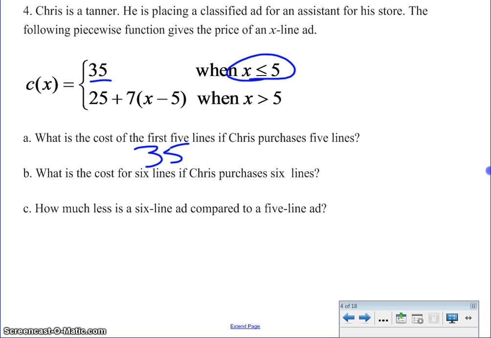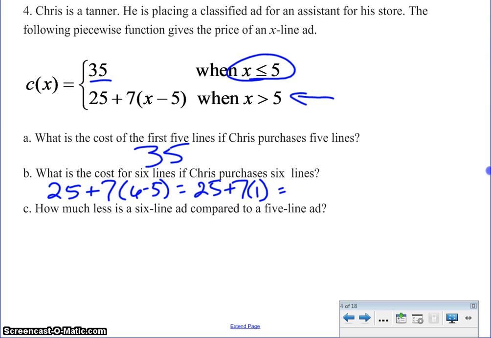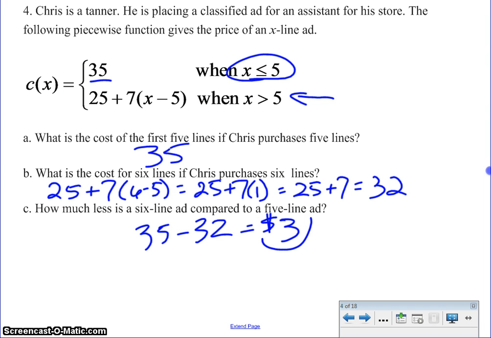The second question, what is the cost for 6 lines if Chris purchases 6 lines? Well, 6 is greater than 5, so I now know I need to use the second equation. So it's 25 plus 7 times 6 minus 5, which equals 25 plus 7 times 1, which is 25 plus 7. So the total cost is $32 for a 6-line ad. The third question says, how much less is a 6-line ad compared to a 5-line ad? Well, 35 minus 32, it's a $3 difference.